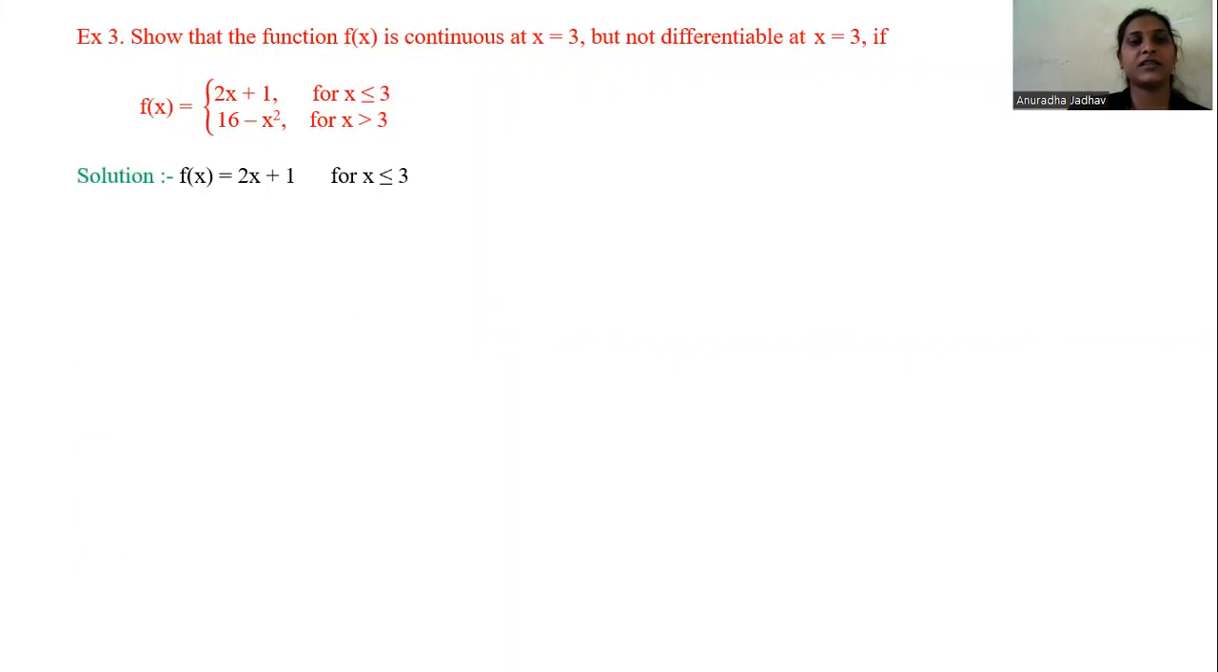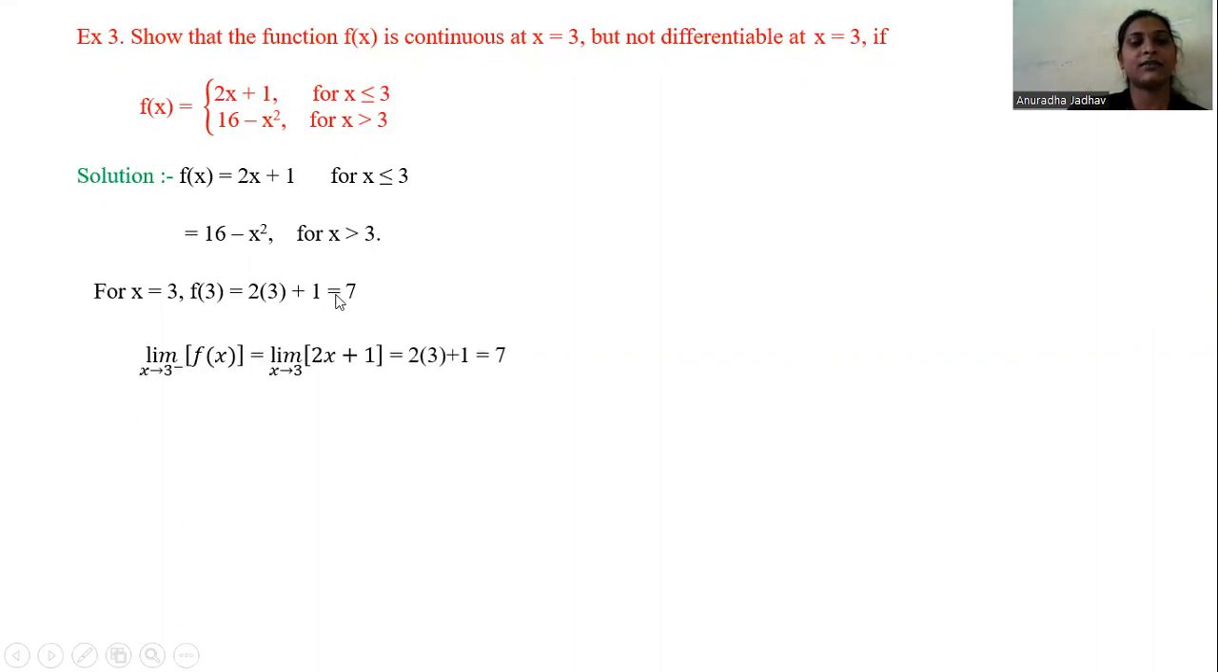Write the function f of x is equal to 2x plus 1 for x is less than or equal to 3, and the next function for x is greater than 3 is 16 minus x square. Firstly, find the value of f of 3, that is find the value of function f of x at x is equal to 3. We use the function 2x plus 1, that is 2 into 3 plus 1 is equal to 7.